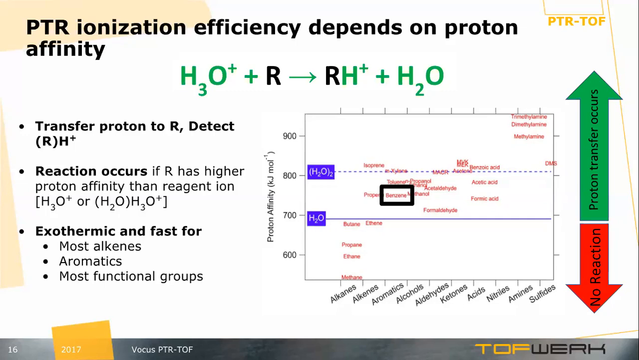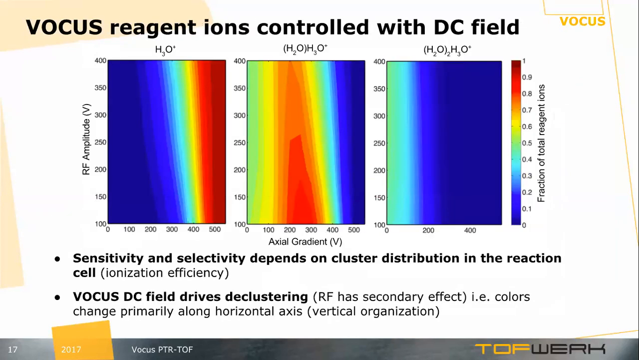So first, let's look at the water vapor cluster distribution in the reactor. I'll just walk you through this color map. On the right, you see the color bar. This is the fraction of total reagent ions. Then on the right panel is the N equals 2 water cluster. In the middle is the first water cluster. And on the left is just H3O+. Because the selectivity and sensitivity depend on the cluster distribution in the reaction cell, this is kind of the ionization efficiency, we want to understand how these different parameters affect that.